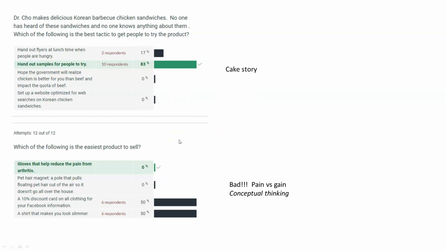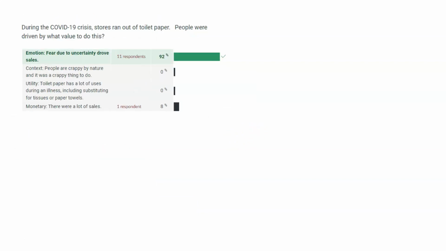Which of the following is the easiest product to sell? I can't believe no one got this right. And this goes back to, remember, pain is three times gain. And that's why they're always trying to sell pain products. So this one is about pain. What value is this here? The pet hair magnet. This is utility. This is economic. And this is emotional. And so, yes, all of these are values, but the greatest value of all, and this comes from the behavior question, is pain. And this is where conceptual thinking comes in, remembering what pain is about.